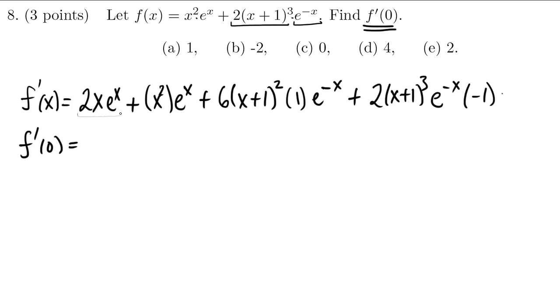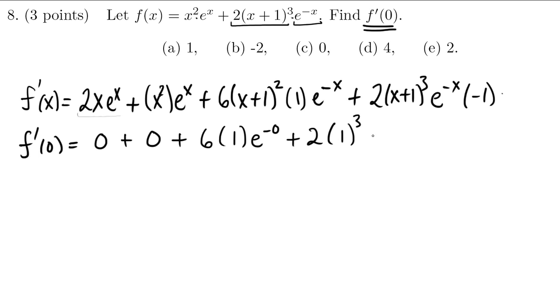When I put 0 into here, notice I just get 0 because of this x. 2 times 0 times e to the 0 is just 2 times 0 times 1, which is 0. This is similarly 0. But don't be too sloppy. Not all of them are going to be 0, right? When I put 0 in here, I get 6 times 0 plus 1 squared is just 1. Times another 1. I don't need to write that. E to the minus 0. We'll figure that out later. And over here, I get 0 plus 1 is 1 cubed. E to the minus 0 times minus 1.